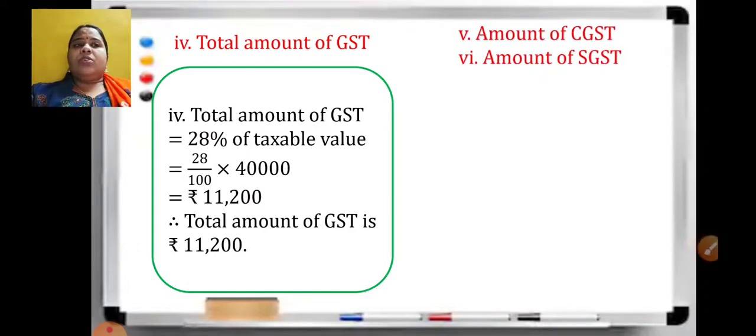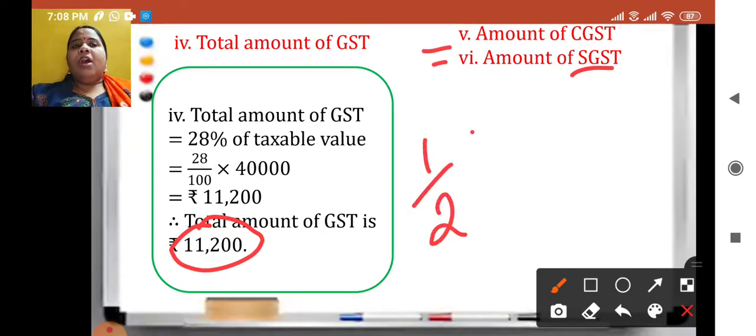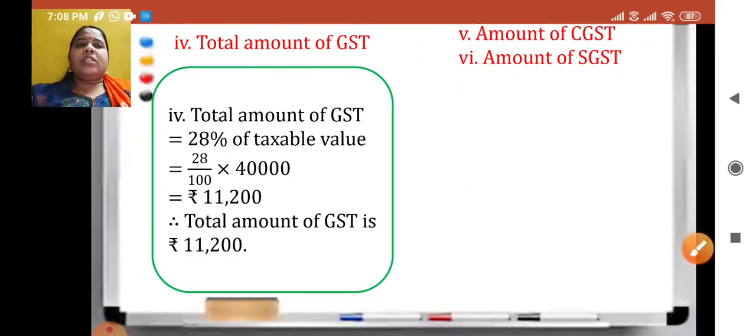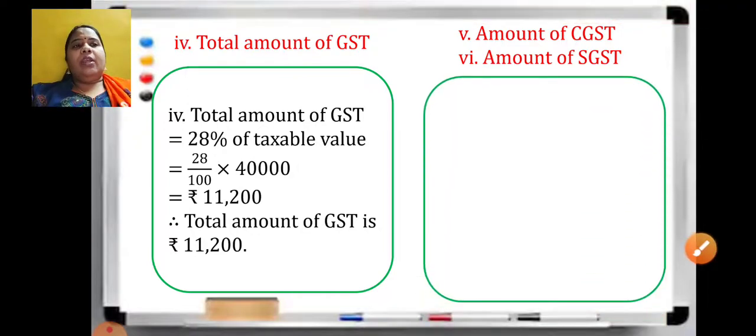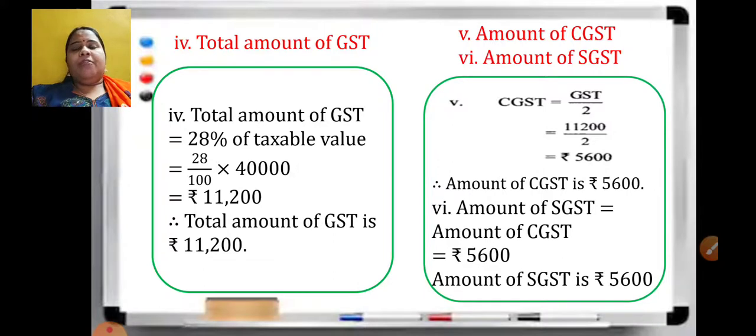The last two sub questions of the same are amount of CGST and amount of SGST. If you know the GST amount, to get this is not difficult. Yes or no? Amount of CGST, amount of SGST are same. They both are equal, and it is nothing but half into amount of GST. So when you do this cancellation, you will get the answer as 5,600 as the amount of CGST and amount of SGST. See this. I hope it is clear. This was the last part of the question. Both amount will be 5,600.